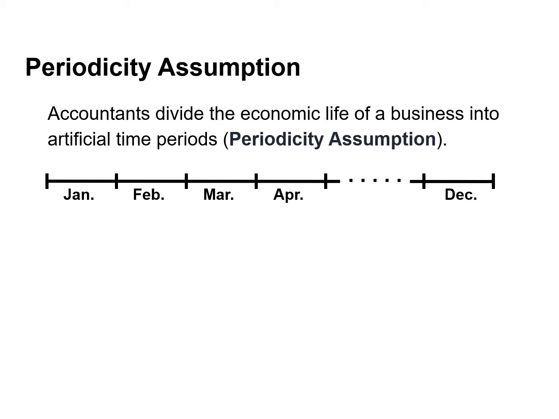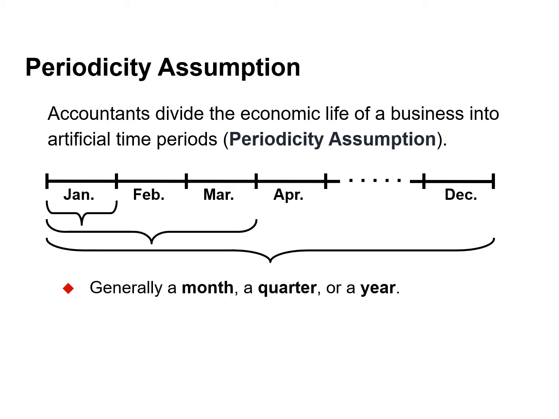Most large corporations are required to present quarterly and annual financial statements to stockholders. The Internal Revenue Service requires all businesses to file annual tax returns. Accounting divides the economic life of a business into artificial time periods. As indicated in the previous chapter, this is the periodicity assumption. Accounting time periods are generally a month, a quarter, or a year.